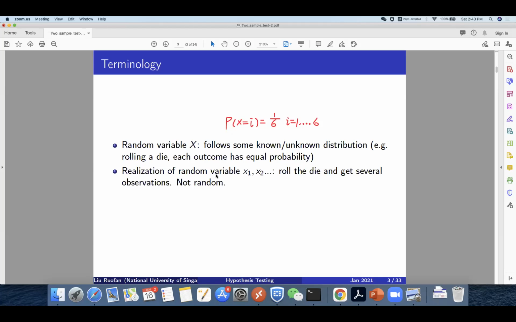In contrast, what is a realization of a random variable? We literally roll the die and get several observations, because those observations have already happened in the past and are already observed. Once they are observed, they are no longer random. The value is fixed. So the small x1, x2 are realizations. They are just numbers, not variables. Okay. Please go on.